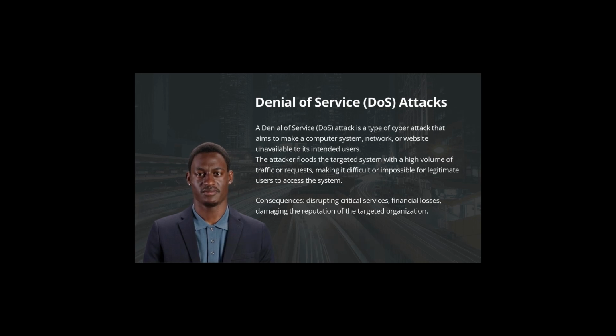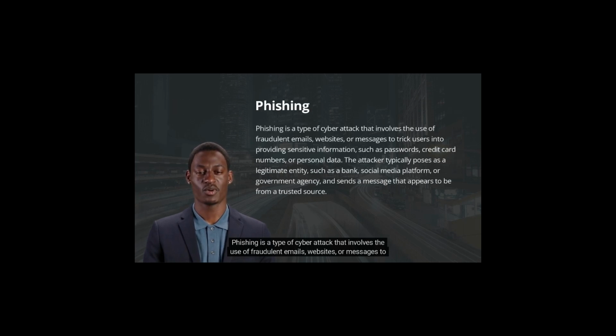DoS attacks can have serious consequences, such as disrupting critical services, causing financial losses, and damaging the reputation of the targeted organization. Phishing. Phishing is a type of cyber attack that involves the use of fraudulent emails, websites, or messages to trick users into providing sensitive information, such as passwords, credit card numbers, or personal data. The attacker typically poses as a legitimate entity, such as a bank, social media platform, or government agency, and sends a message that appears to be from a trusted source. Phishing attacks can have serious consequences, such as identity theft, financial loss, and reputational damage.